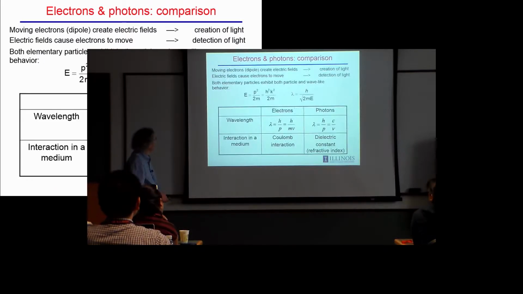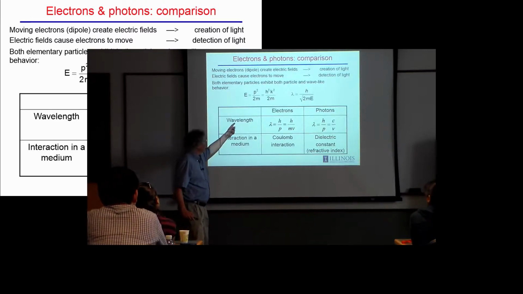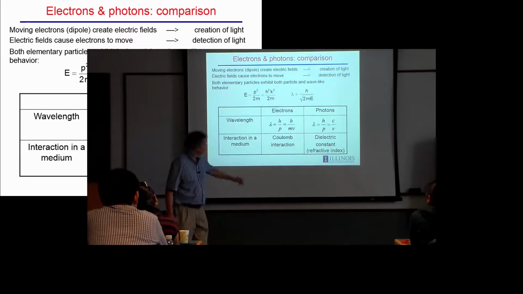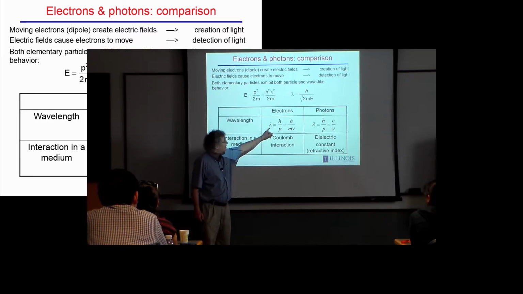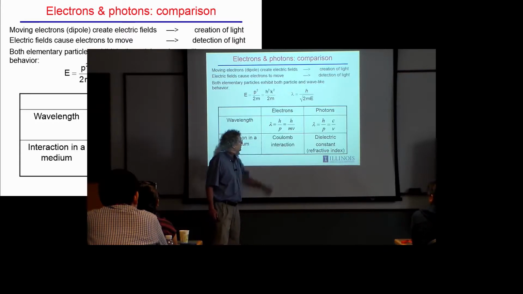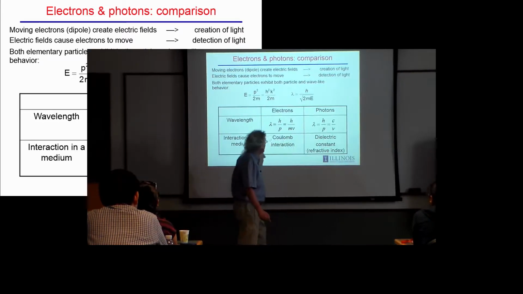All right, so let's make a comparison here. We talked about the wavelength. We can talk about electrons and photons both as waves. In the electron's case, the wavelength is given by the momentum of the electron, h over mv. For the photon, it would be c over v.